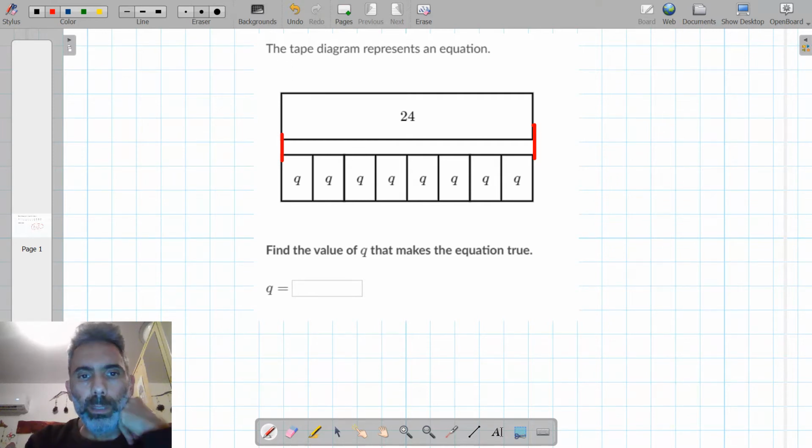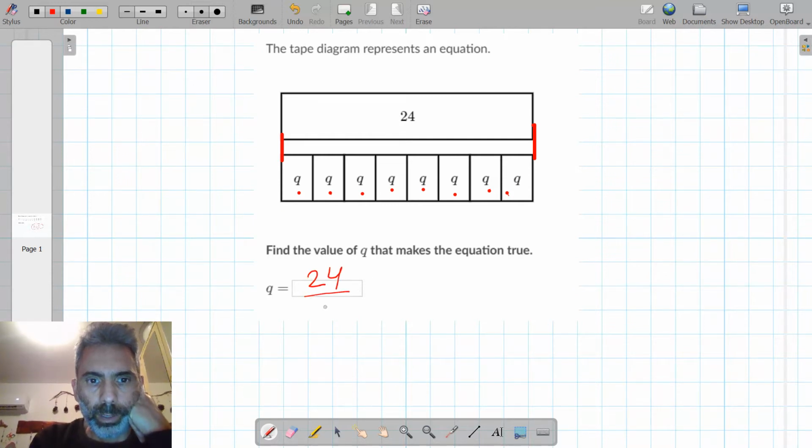So the bottom rectangle is split into 1, 2, 3, 4, 5, 6, 7, 8 equal sections. So it means that 24 divided by 8 is the value of 1q.